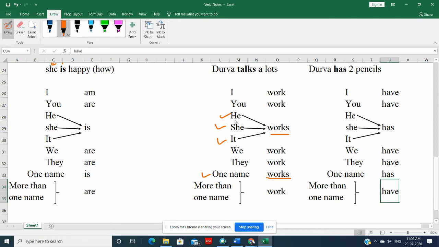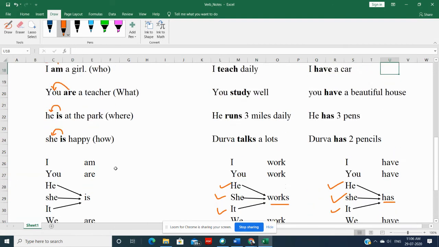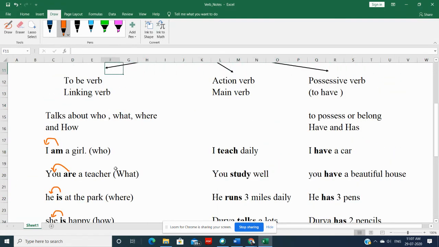When you use works here, the same rule applies here. That is, with he, she, and it, we use has. Here also, with one name, we are using works, means S or ES added to the action verb. The same rule. With one name, we are using has. Alright? And with the rest, every subject, we are using have. Okay? So, this is how there are three types of verb.